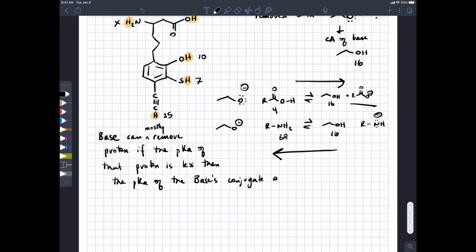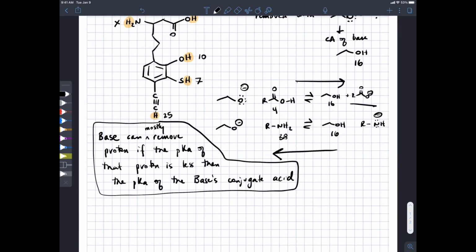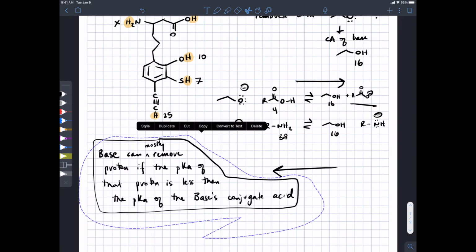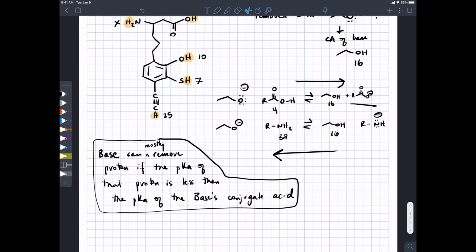I'm not sure if that helps. It may make it worse. Can I say it again? Yes. No, not funny. A base can remove a proton if the pKa of that proton is less than the pKa of the base's conjugate acid. All right?